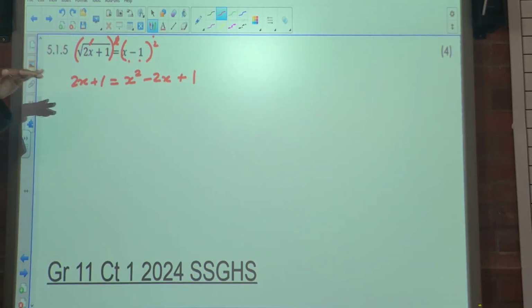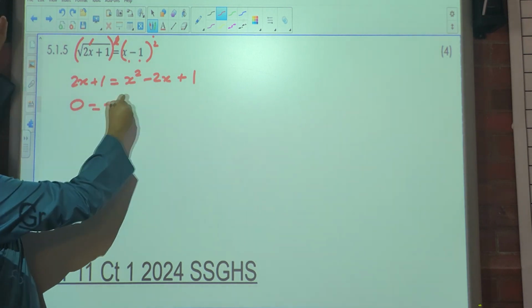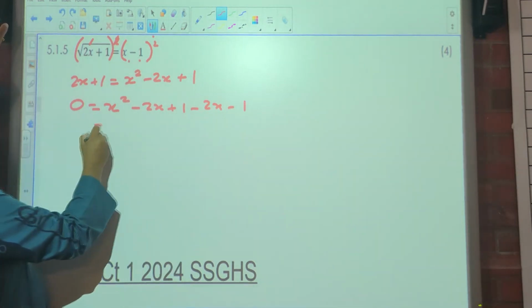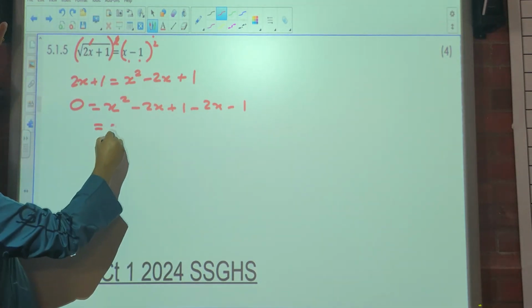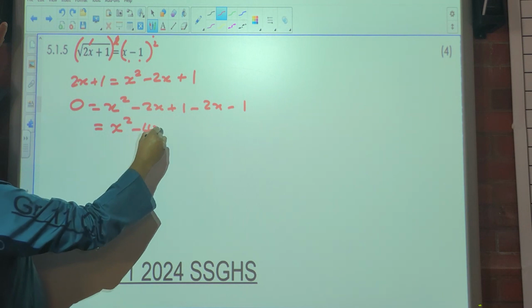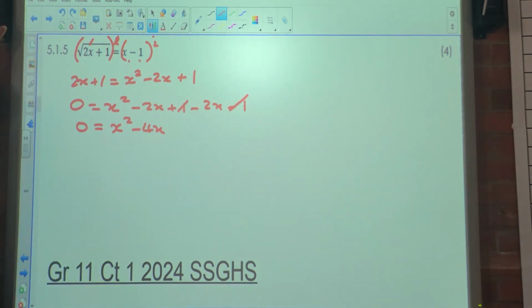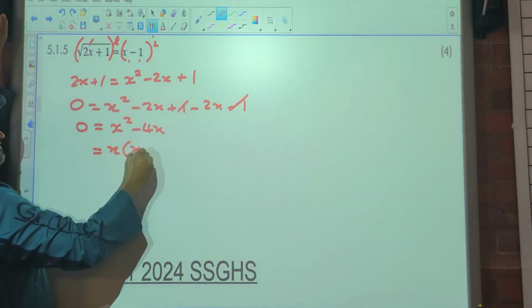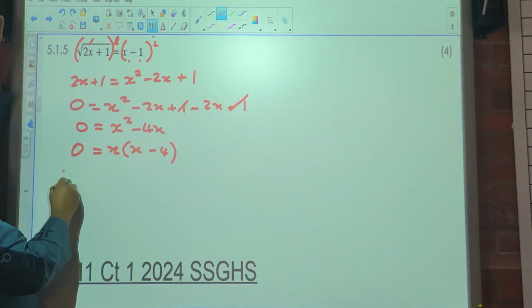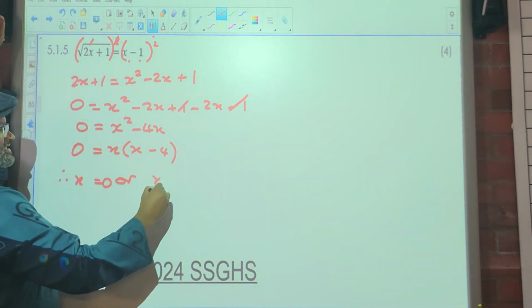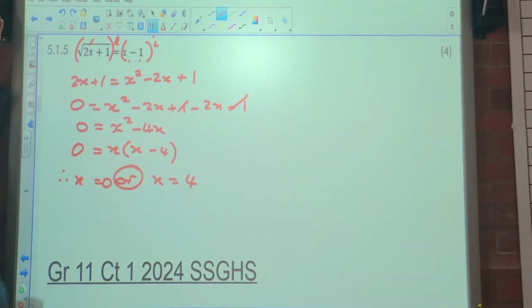So what do we notice now? A trinomial. Take everything to one side. So 0 is equal to x squared minus 2x plus 1 minus 2x minus 1. Which now gives us x squared minus 4x. And that cancels. Not so. What type of factorization can happen here now? Common factor of x. So it's x times x minus 4. So therefore x is equal to 0 or x is equal to 4.